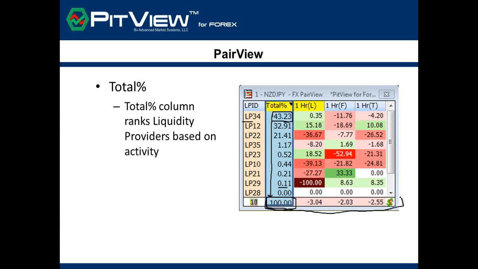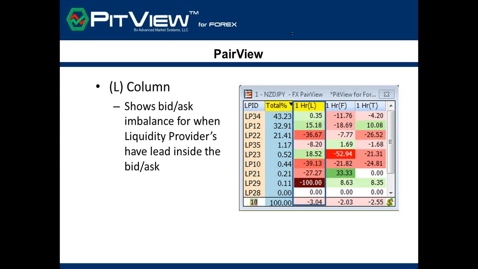This is the totals area right down in here that's going to total out each column. And it's going to use a formula, making sure that it's weighted towards the more active liquidity providers when it's giving you 100% of the activity. So the 1 hour L, 1 hour F, and 1 hour T. This is a common question that I get from a lot of PitView traders: what do these things mean?